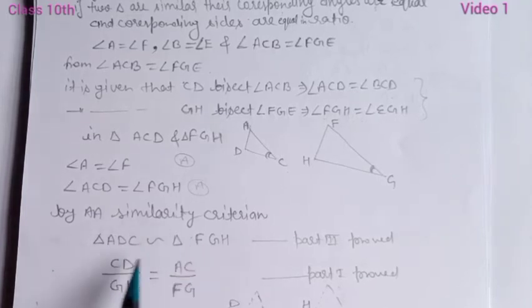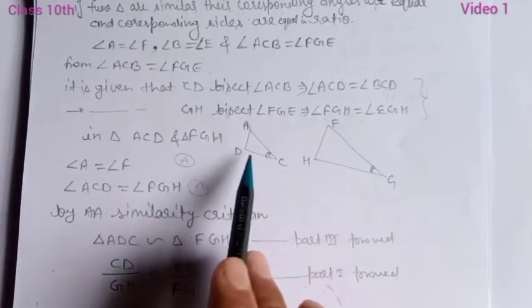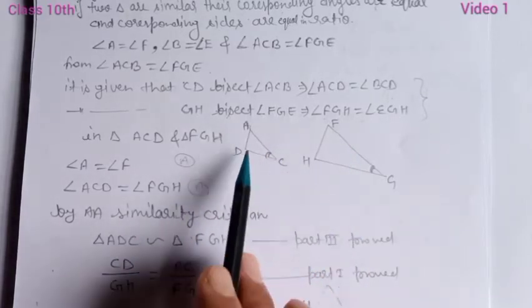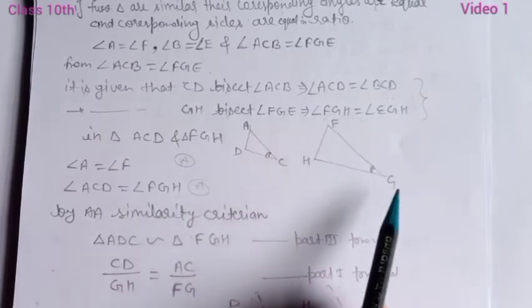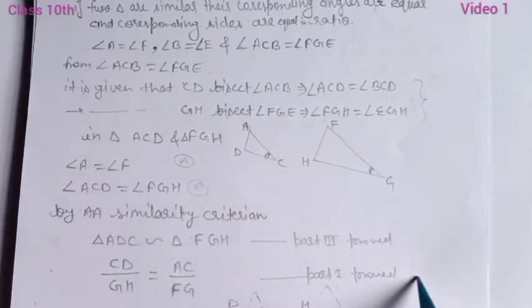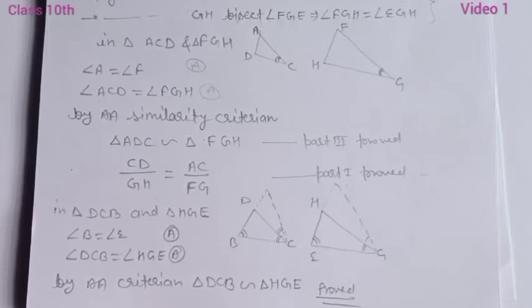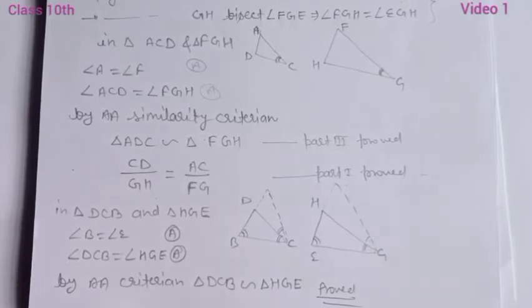So students, part third we proved here. By using this, as you know that both triangles are similar, so we can write the ratio of their sides here. You can see the corresponding sides CD by GH and AC by FG. So the first part is also proved here. So now students, first and third parts are proved.